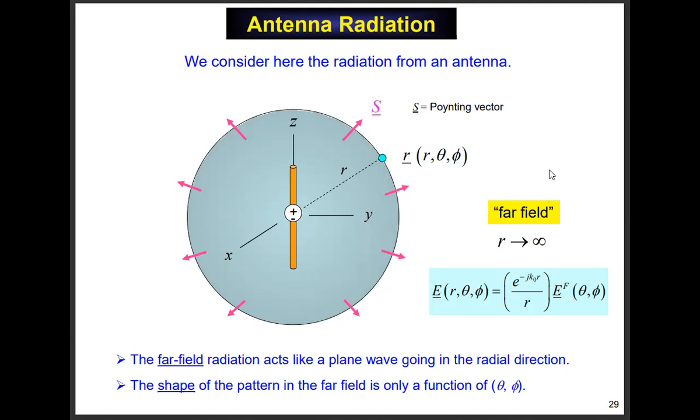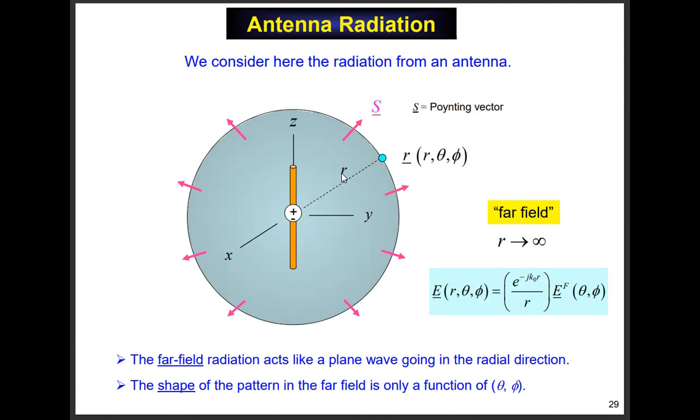The far field simply means you've gone far enough away from the antenna that the shape of the pattern has sort of stabilized. When you're really close to the antenna, things might be changing as you go out from it, but when you get far enough away, R gets big enough, the shape of the pattern stabilizes out, and that's what we call the far field.